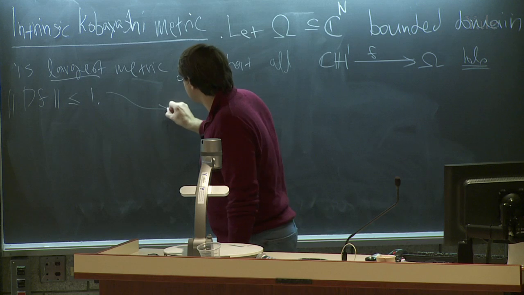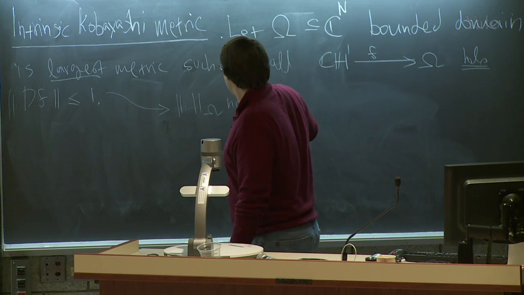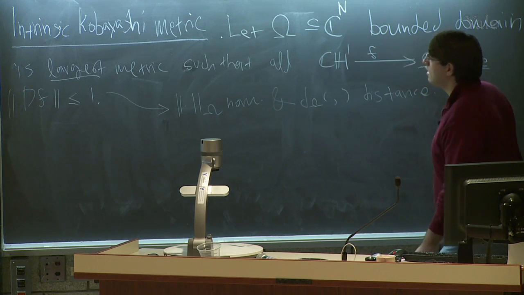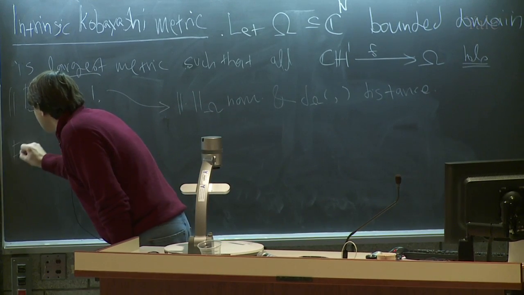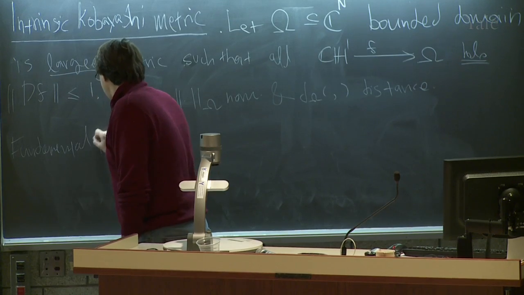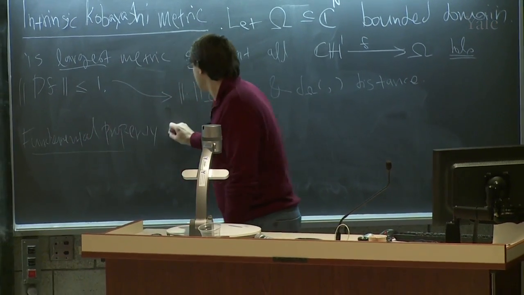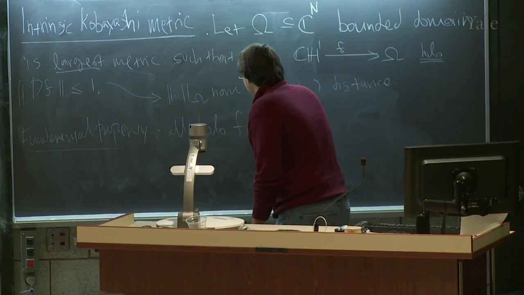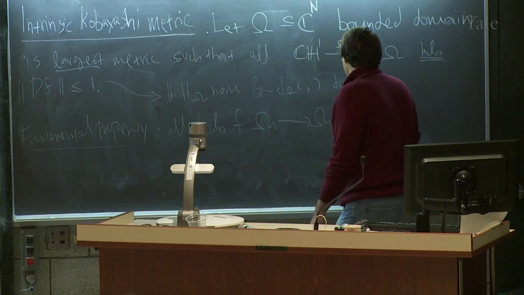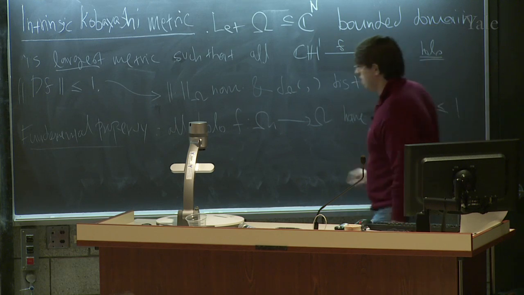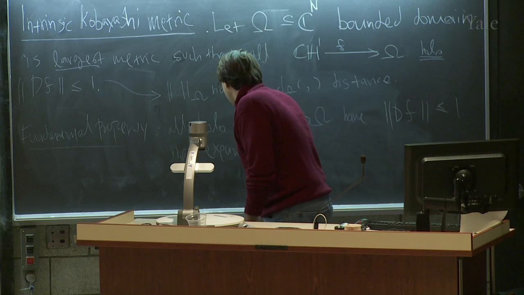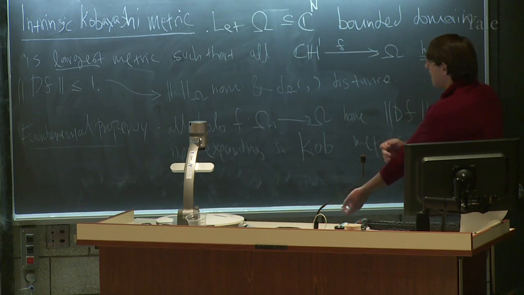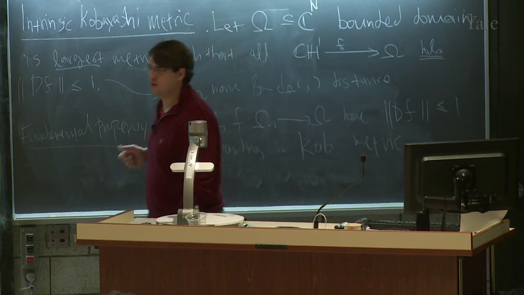And let me just point out that this determines a norm on the tangent space. So it is a Finsler metric, but also a distance function on pairs of points. And let me just state what is the fundamental property of this metric: that all holomorphic maps between domains are always non-expanding in their Kobayashi metrics. So this is just an analog, I mean, this is just a trivial consequence of the definition. It's an analog of the Schwarz lemma for bounded domains in any dimension.